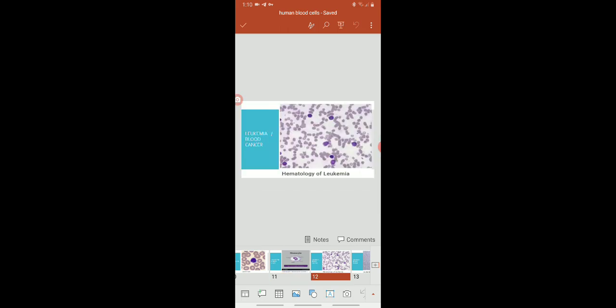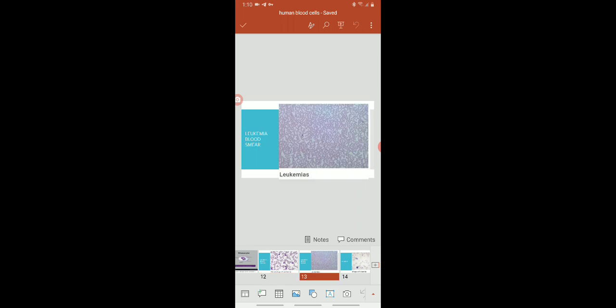The next slide shows the hematology of leukemia. In the case of blood circulation, we studied certain disorders, and here leukemia. Leukemia is also called blood cancer. It means when there is a pathological increase in the WBCs, this condition is called leukemia. An enormous number of cells goes on increasing. Okay. This second slide also shows the leukemia blood smear of the human being or the patient under the microscope. The number of blood cells is increasing tremendously.